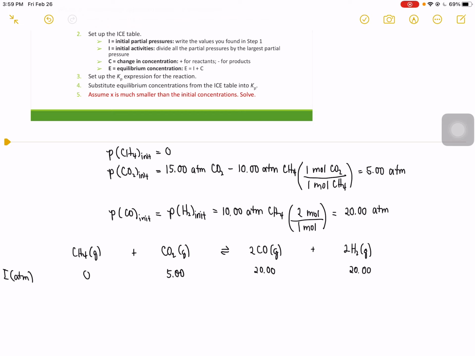Now to express these initial partial pressures as activities, we simply divide all of these given partial pressures by 20 so that we are left with the following. 0 divided by 20 should still give us 0. 5 divided by 20 gives us 0.25. And of course, 20 divided by 20 gives us 1.000.